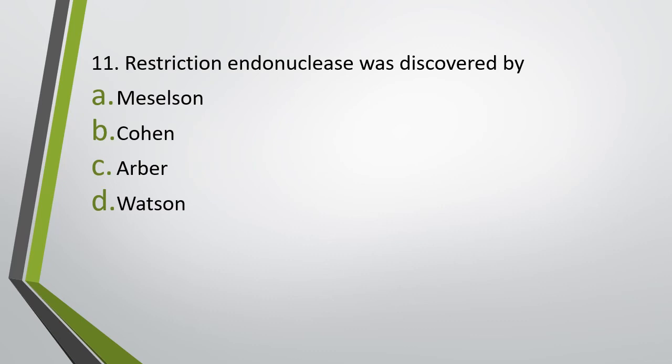Question number 11. Restriction endonuclease was discovered by Michelson, Cohen, Erber, Watson. Which of the following scientists discovered restriction endonuclease enzyme? Correct answer is option C, Erber.